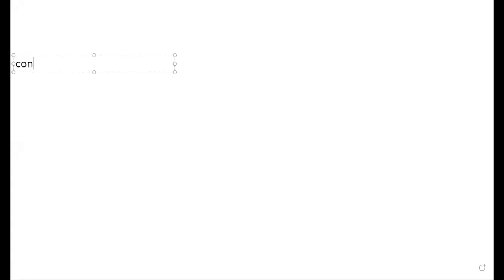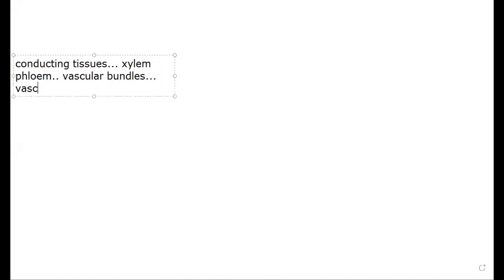The conducting system of the plant. The conducting system means that it is going to transfer materials from one place to another. The conducting tissues of the plants are actually the xylem and the phloem. These two tissues together form a structure which is called the vascular bundles. And the plants that have these vascular bundles are said to be vascular plants.